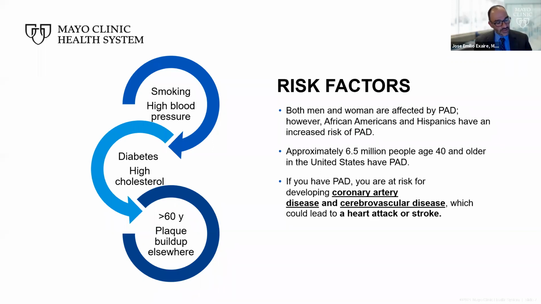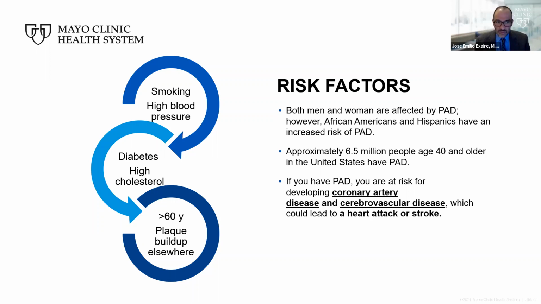As I was discussing earlier, if you're older than 60, you start having problems with plaque buildup. Or if you already have plaque buildup elsewhere, like in your coronary arteries or your brain, if you had a stroke, you have a bunch of risk of having blockages in your legs. And here are some of the interesting things that we should probably bring up more when we talk to our patients.